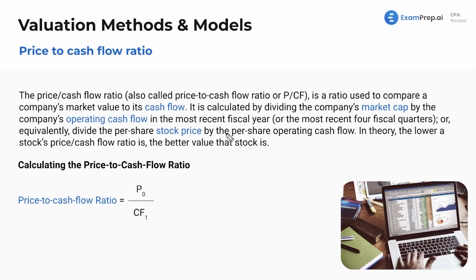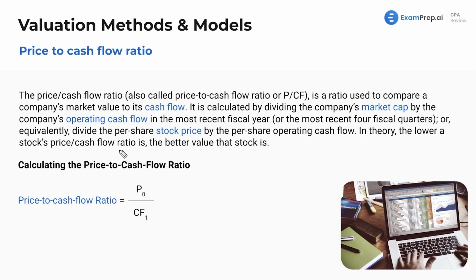You can use either, as long as you're comparing apples to apples, oranges to oranges, right? You can use all of sales if you use all of stock, or if you're just using per share, then you want the per share amount of sales. In theory, the lower the stock price to cash flow ratio, the better the stock is. This is the same concept as what we were seeing. It's better for the company to have a higher one.